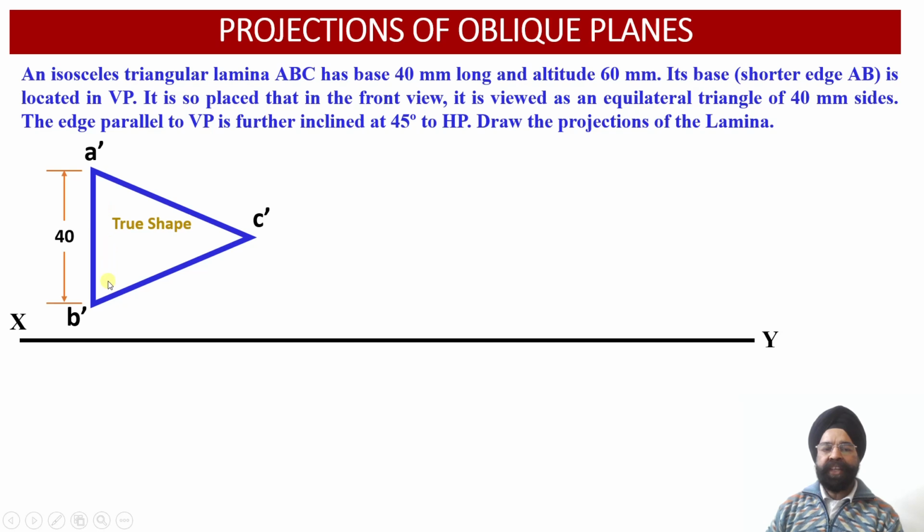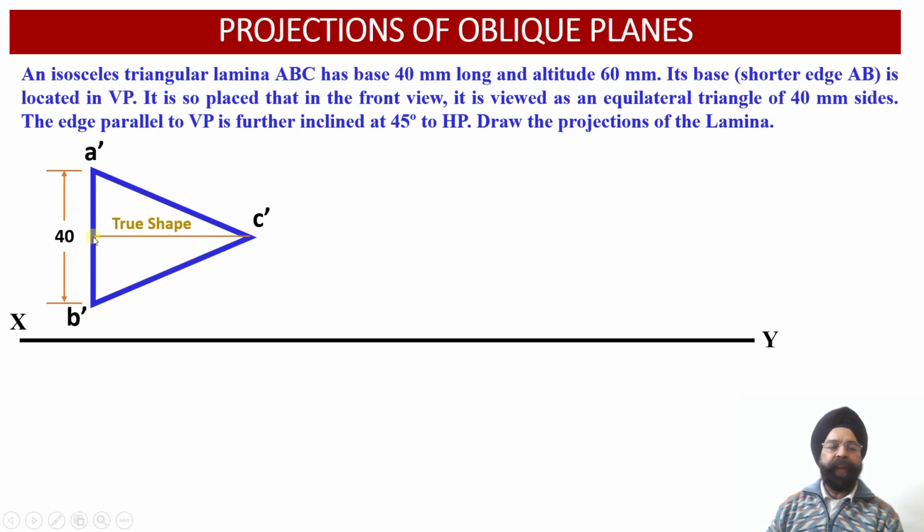So A dash B dash happens to be 40 millimeter. Now the distances B dash C dash and A dash C dash have not been provided to us. So how do we obtain this? We know that the total length of the base is equal to 40. So at a distance of 20 millimeter from B dash or A dash, we are going to find the midpoint of this shorter edge, or the base, which is at a distance of 20 millimeter from the ends A dash or B dash. From this point, we are going to measure the altitude equal to 60 millimeter.